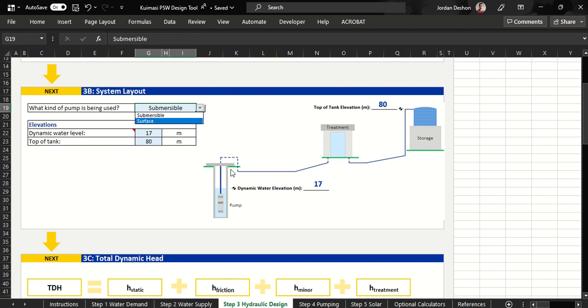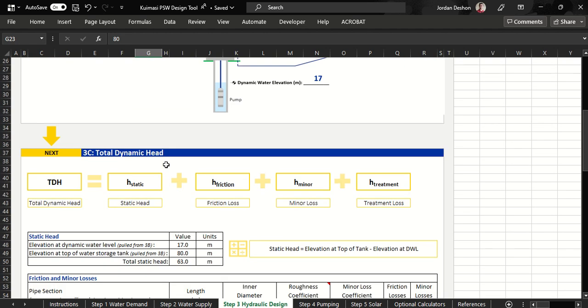And depending on which one you choose, you'll see a helpful diagram here that shows you how water will flow through the system, from the borehole, through the pump, through the water treatment, and into the water storage tank. You'll also notice that this diagram shows the elevation of these relative to each other. So you can enter those here, and they'll populate as well in the diagram here.